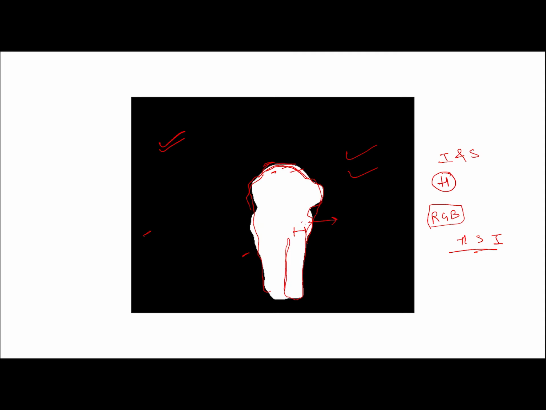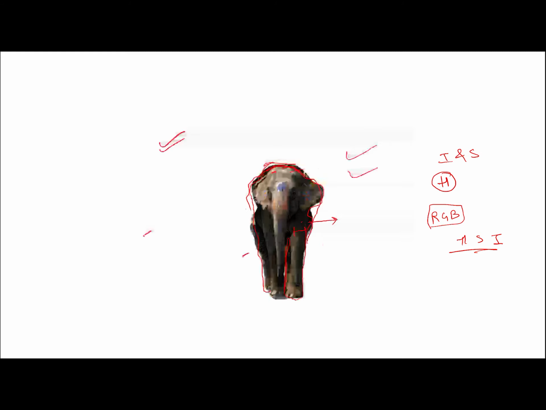This acts as a mask, and then we can apply a logical operation on this mask and the original RGB image to extract the elephant part. So this is all about the various color models. In the next class, we will discuss some color image processing operations.